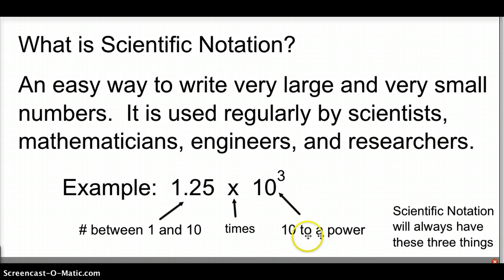It will be times 10 to some power. We don't know what it'll be specifically until we see what numbers we're presented with, but it's always going to have a number between 1 and 10 on the front end, a multiplication sign, and then you're raising 10 to some power. So scientific notation will always have those components.